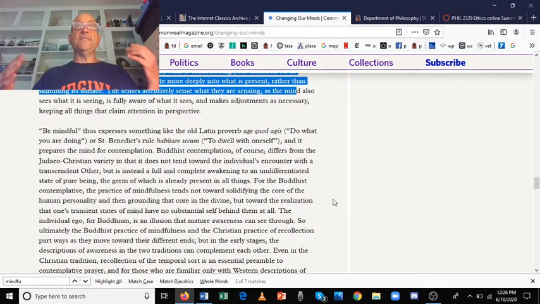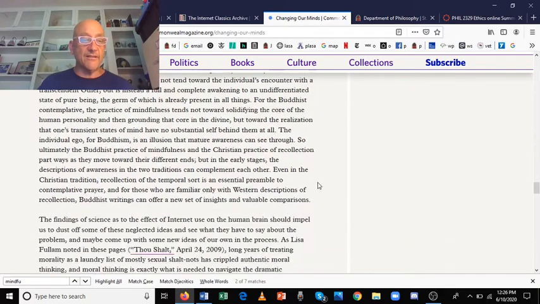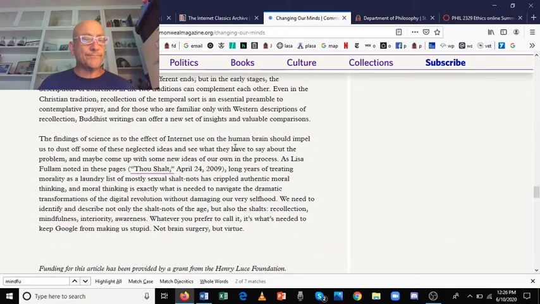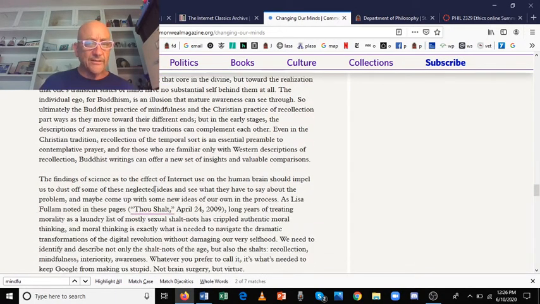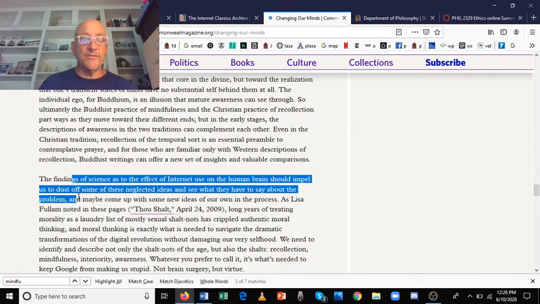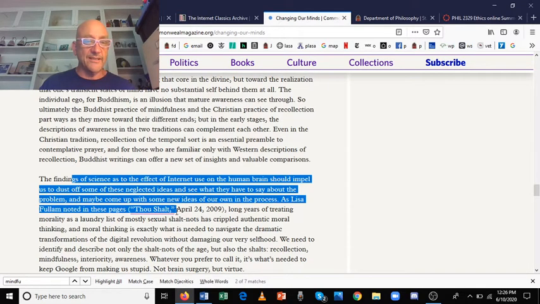So is there a value in being mindful? And of course, you could be too mindful or not mindful enough. And here's where she's going to take a shot at the internet. Where is it? Buddhist recollection. Here we go. The findings of science, I love this, as to the effect of the internet use on the human brain should impel us to dust off these neglected ideas.